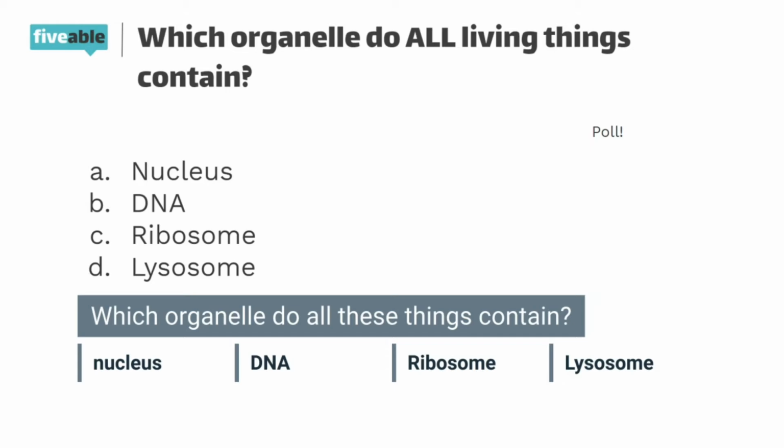I don't know if this lets you vote twice or if it just gives you one chance to vote. But we're looking at which organelle do all living things contain? And my hint word was organelle, not macromolecule, if that gives you any indication.